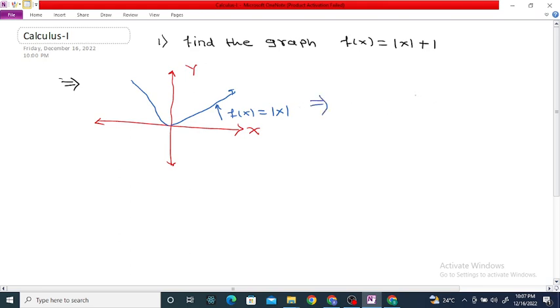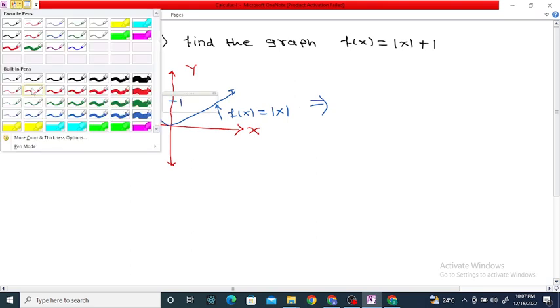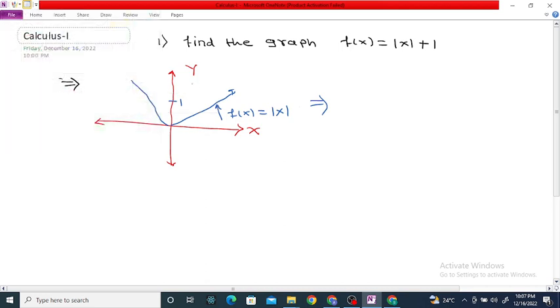So the graph of the function |x| + 1 is just, suppose here 1, then just shift your graph 1 point in the direction of the positive y-axis. So this is the graph of the given function, this is the answer, f(x) = |x| + 1.